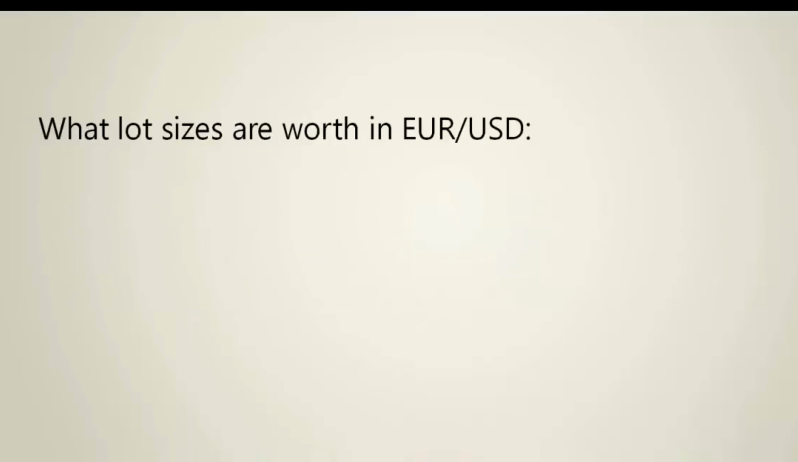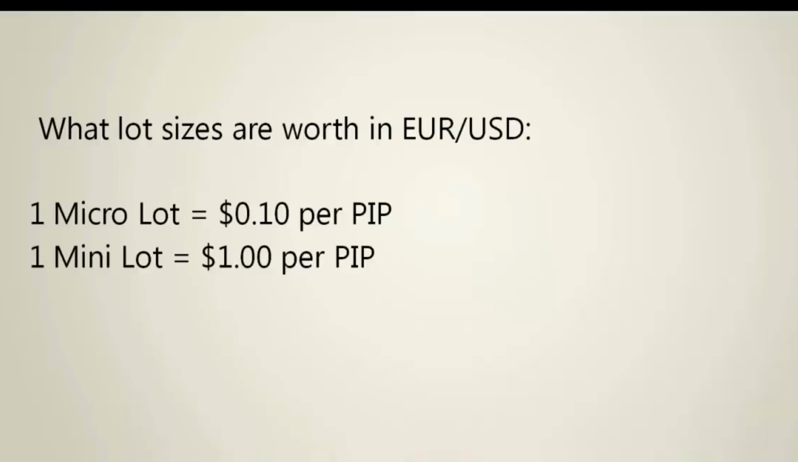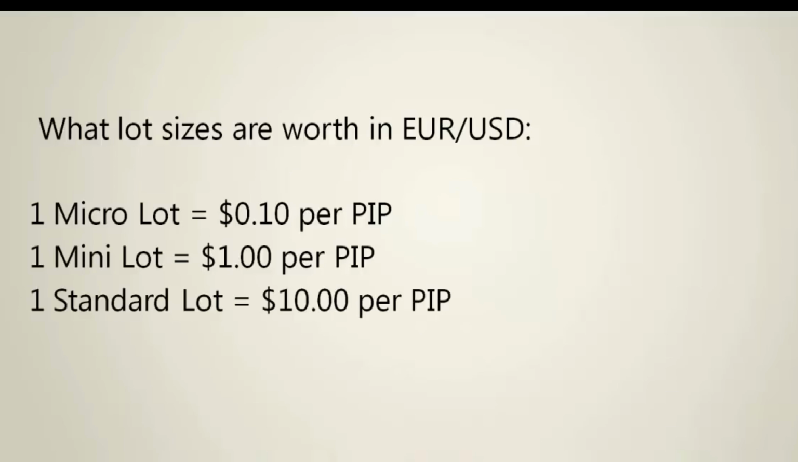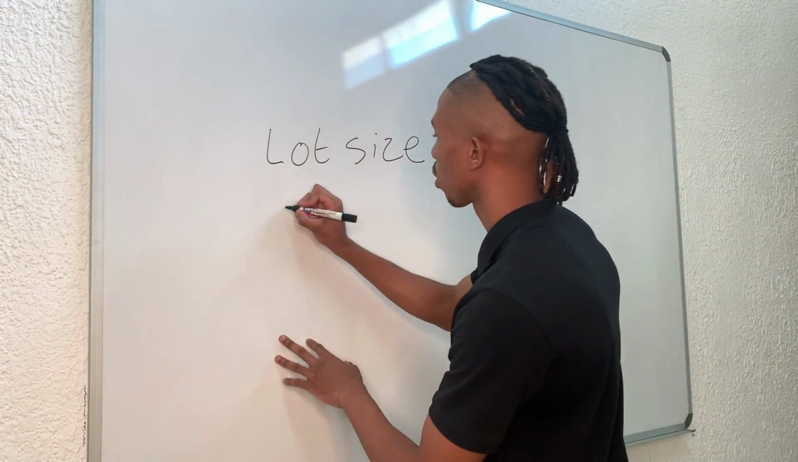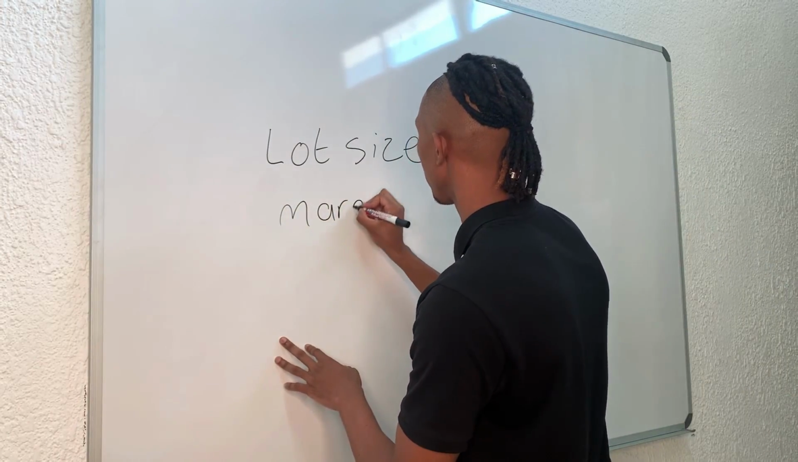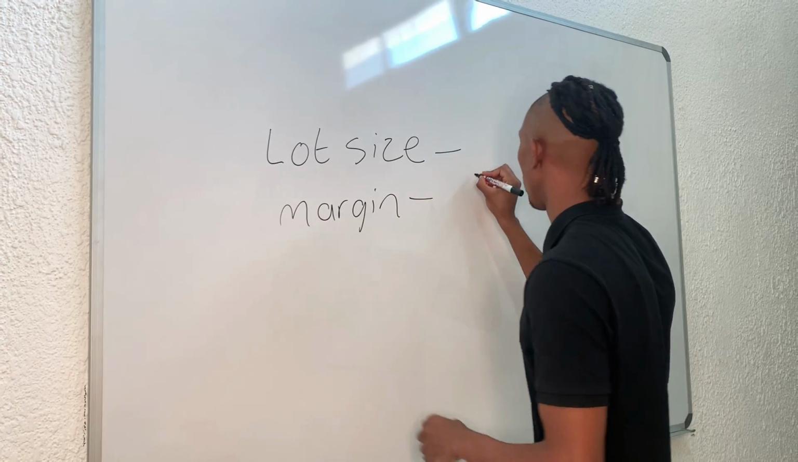So, what are lot sizes worth in EUR/USD? One micro lot is worth 10 cents per pip. One mini lot is worth $1 per pip. And one standard lot is worth $10 per pip. So secondly, we're going to margin. I want you guys to think of margin as a down payment.